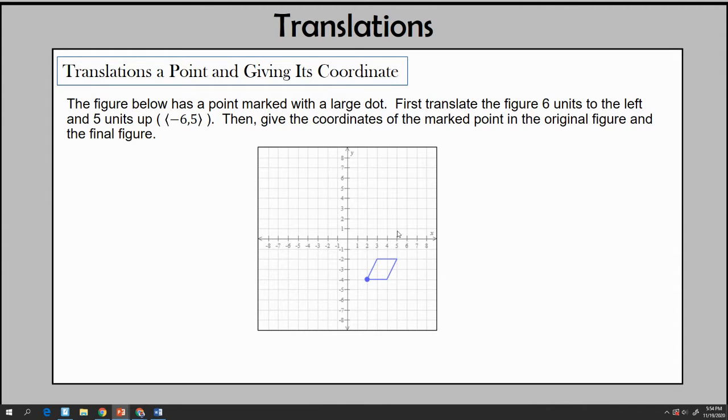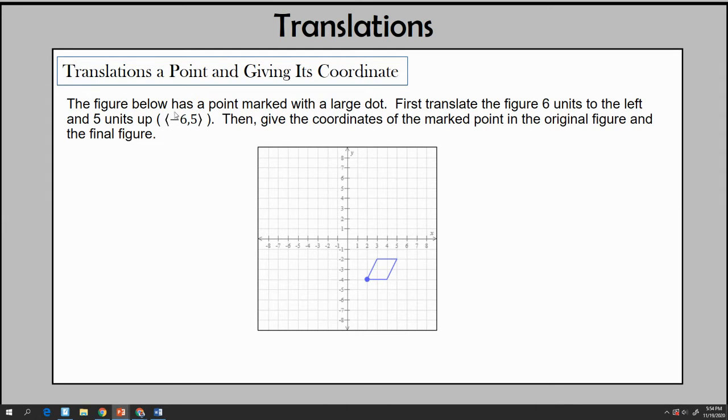All right, the figure below has a marked point with a large dot here. First, translate the figure 6 units to the left, and then 5 units up. Now, see this symbol that surrounds this? This is typically how they give it. This means a vector, and I put -6, 5. The reason it's -6 is that it's just like an x, y ordered pair. Think of it that way.